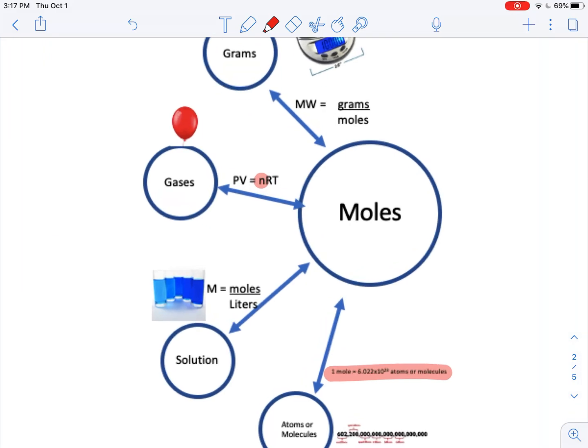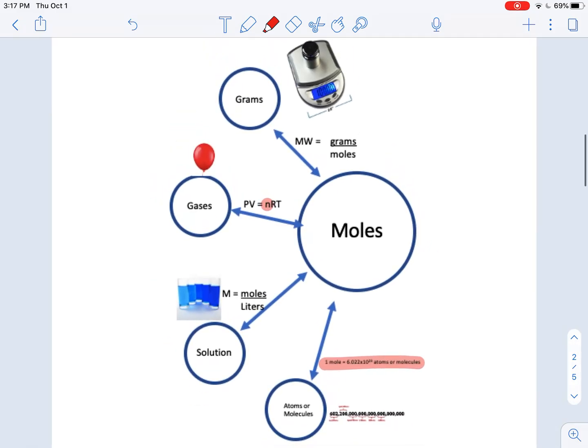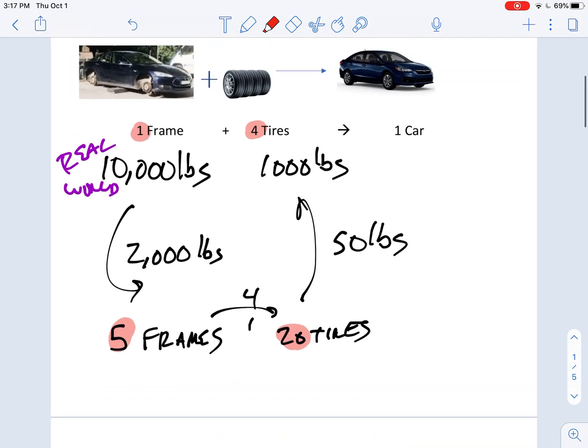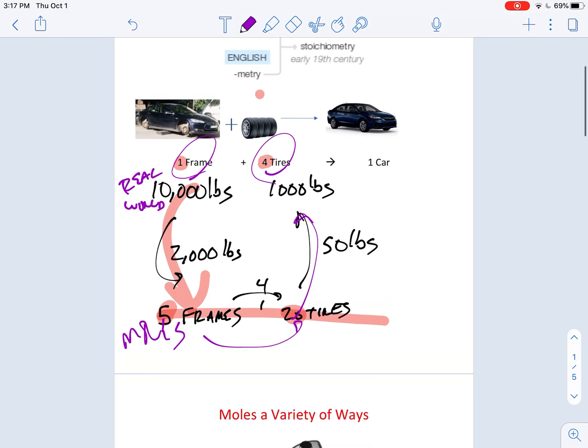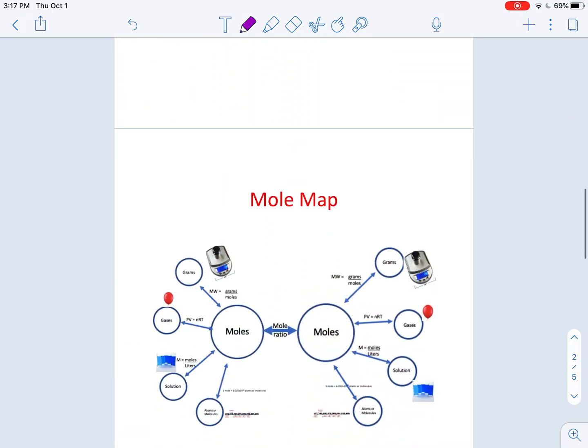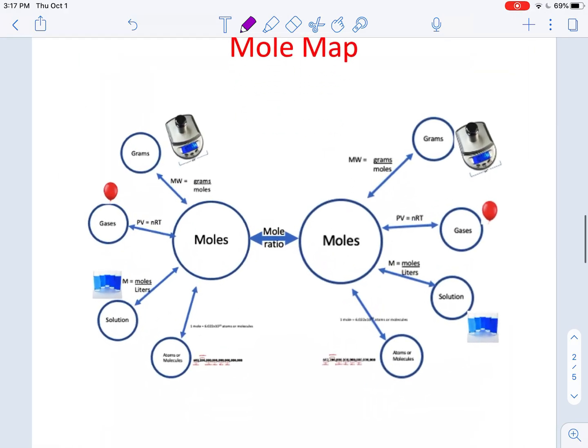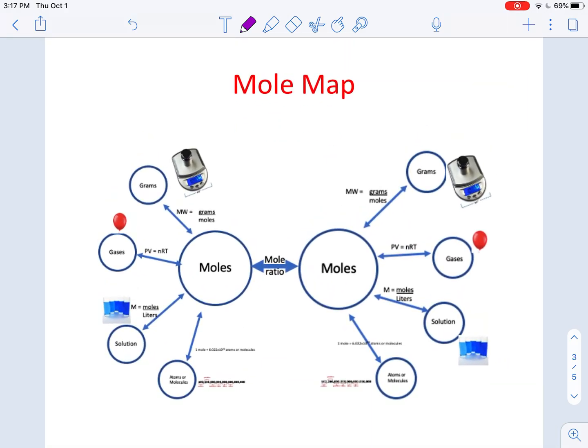So I can get moles in a variety of different ways. But that's one step. That's going from a real world unit down here to our frames, because that's basically going to be our moles here. But once I get that, I have to move over by using our mole ratio and then back up by using another real world unit. So what we've really got is this guy here, which is a mole map.